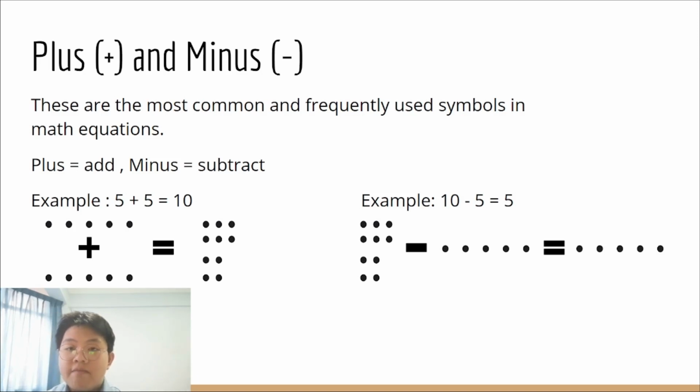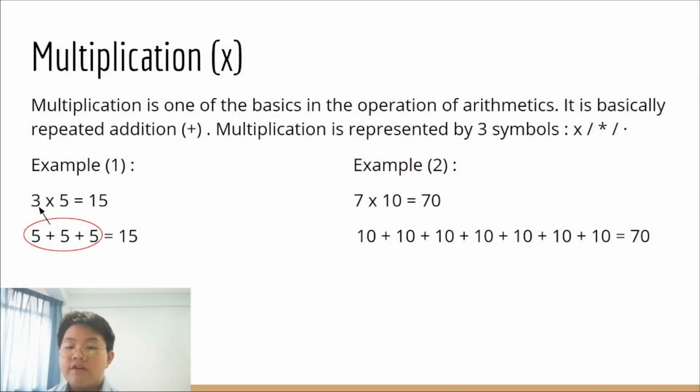Now for an example of minus. 10 minus 5 equals 5. This means that you are taking away 5 from 10. Now we get into multiplication. This is one of the basics in the operation of arithmetics. It is basically repeated addition. Multiplication is represented by 3 symbols. In example 1, 3 times 5 equals 15. These 5s represent the 3 in the first equation. Same goes for example 2.